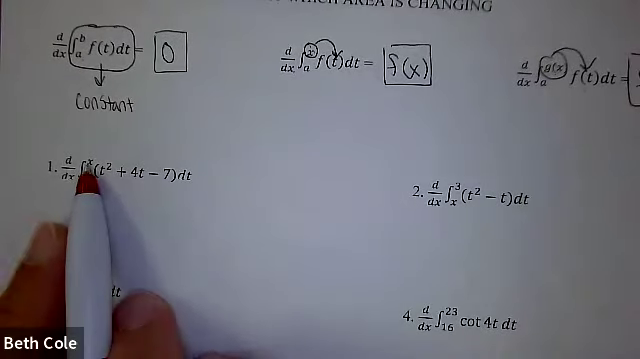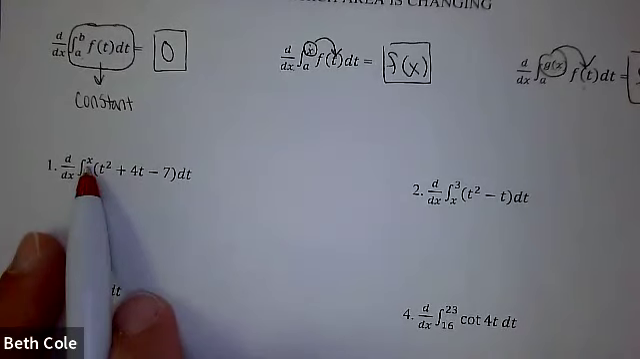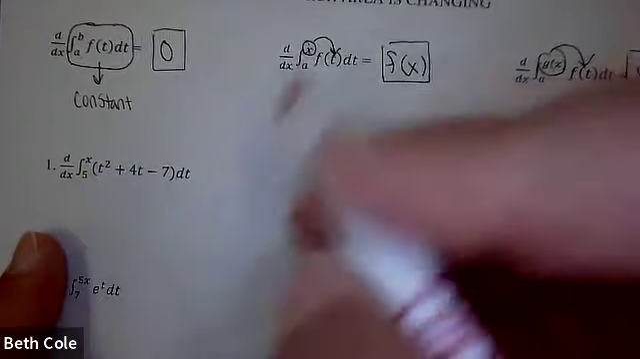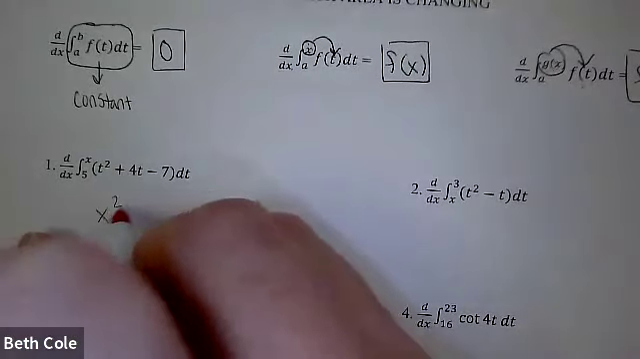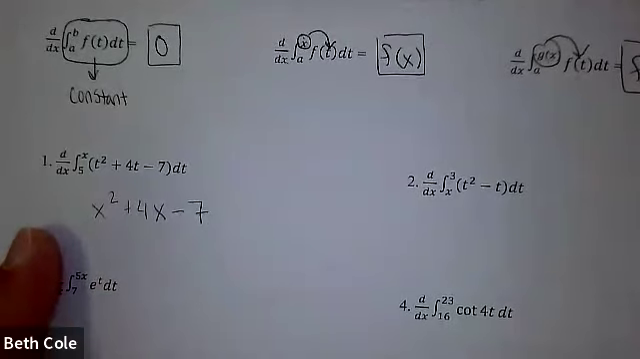Do you see how this is just 5 to x? I'm going to start with an easy one, all right? 5 is a constant. Ignore that. Literally, all you're going to do is plug x into this, and your answer is x squared plus 4x minus 7. Again, the only way you're going to mess it up is if you do something.